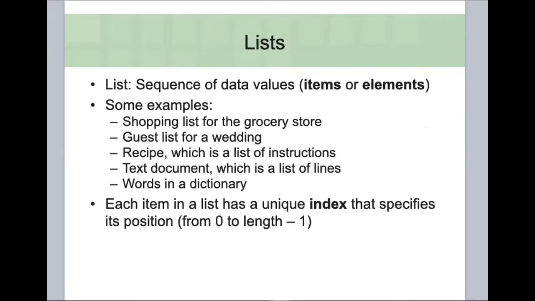So a list is just a sequence of data values called items or elements. An item can be of any type. There are some real world examples of this, like you see here: a shopping list for the grocery store, a to-do list, a roster for an athletic team, a guest list for a wedding, a recipe with a list of instructions, a text document which lists lines, words in a dictionary, names in a phone book.